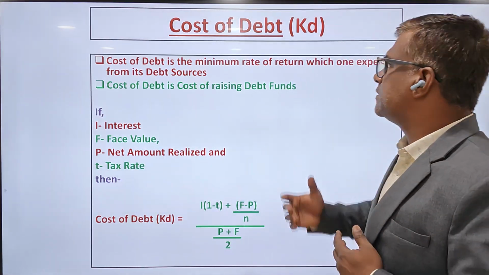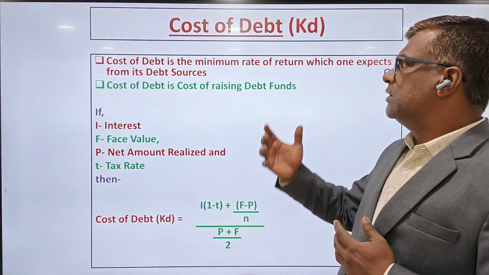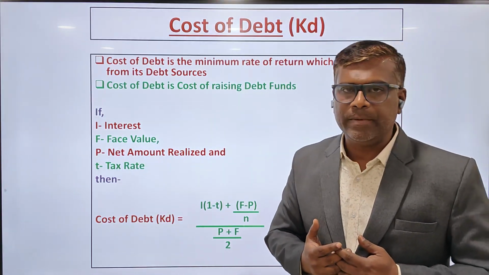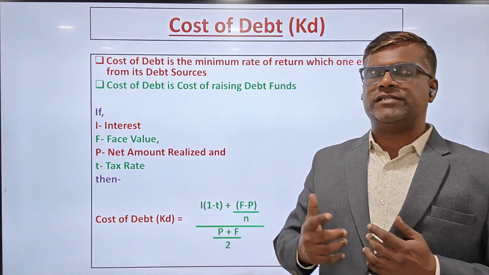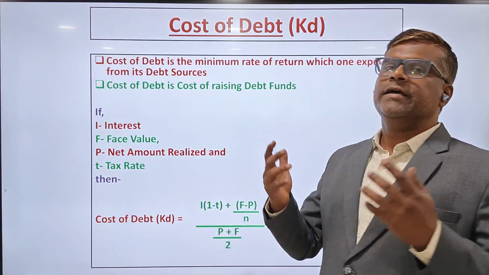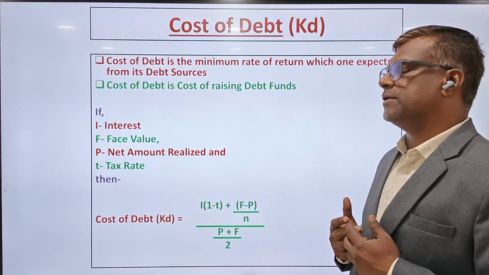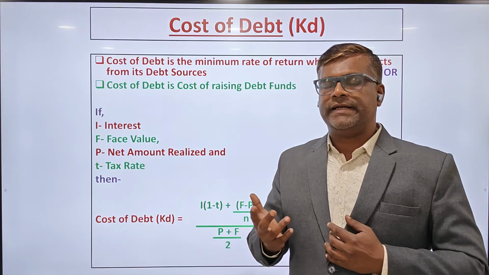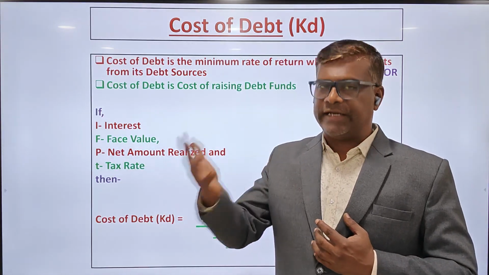So, the first one is cost of debt. Cost of debt is nothing but the minimum rate which every debt supplier would be expecting from the investment that he has made in the process of capital formation. Or, cost of debt is cost of raising the debt funds.